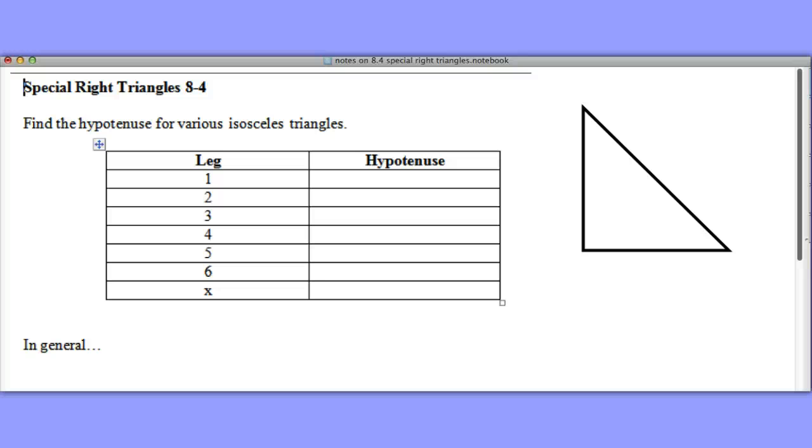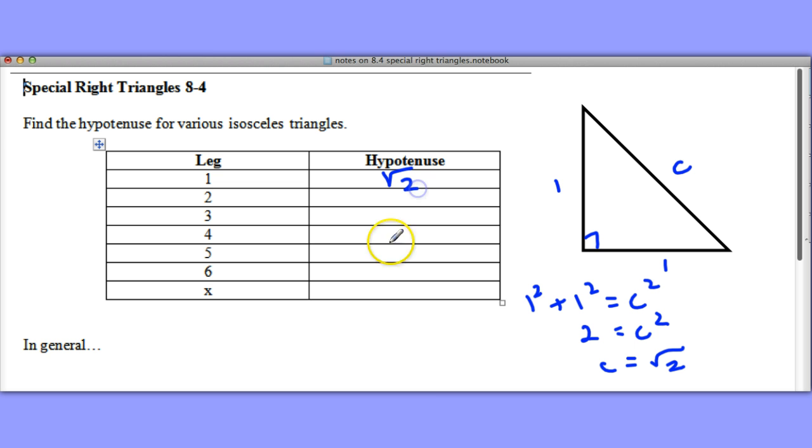In this lesson, we're going to take a look at two special right triangles, the isosceles right triangle and the 30, 60, 90 right triangle. To begin, let's think about an isosceles triangle whose legs are 1 and 1, and let's use the Pythagorean theorem to calculate the value of the hypotenuse, which I've labeled c. So we'd have 2 equals c squared, so c would be the square root of 2. So if the leg is 1, the hypotenuse is the square root of 2.